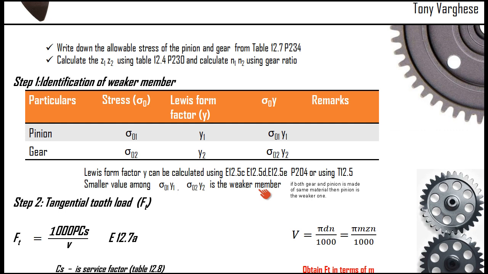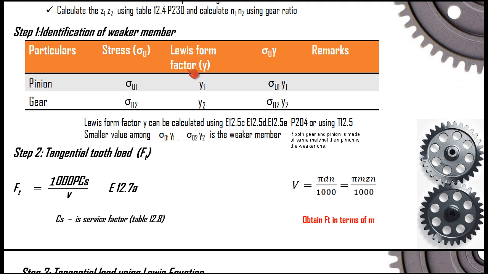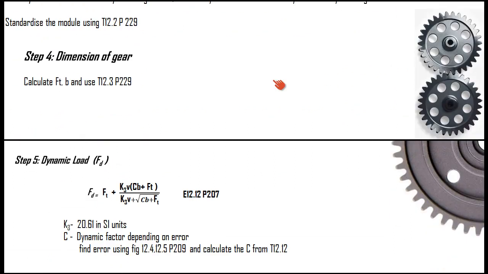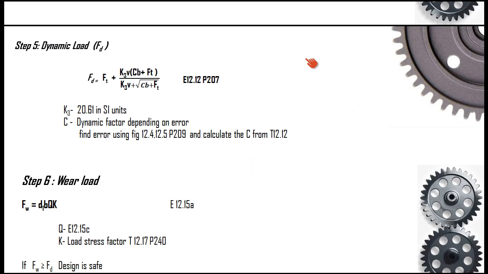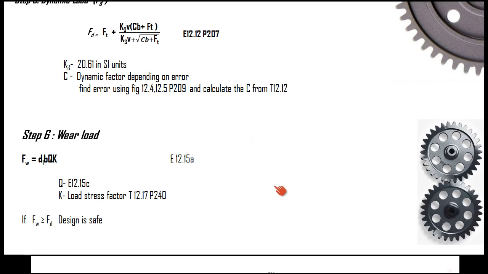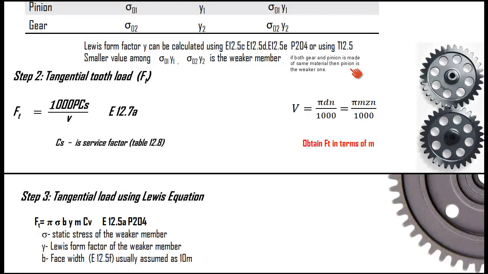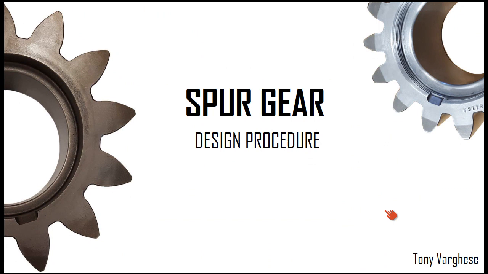Only thing is that the equation is going to change from gear to gear. That is the only variation we are expecting. There is no other change in the design of any other system. The initial part deals with the calculation of module. The second part was the calculation of dimensions of the gear, and finally we validate the design by calculating dynamic load and the wear load. That is how we are going to conclude the design of spur gear.